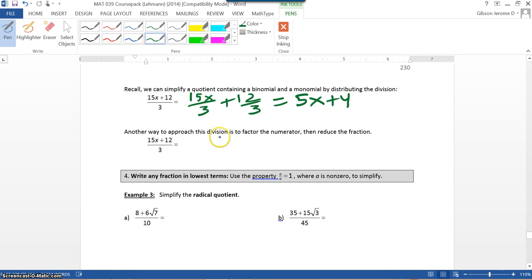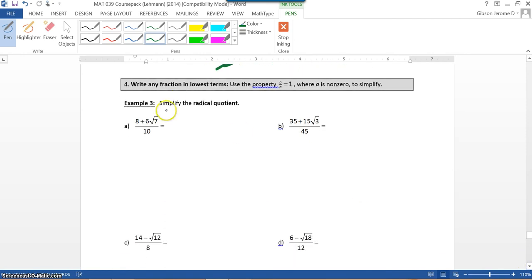Another way to approach this division is to factor the numerator, then reduce the fraction. If you look at the numerator, 15 and 12 have 3 in common. We can factor 3 out. That will leave us 5x plus 4 in our parentheses, all divided by 3. These 3's will simplify out, and that will leave 5x plus 4, which is what we got in the previous example.